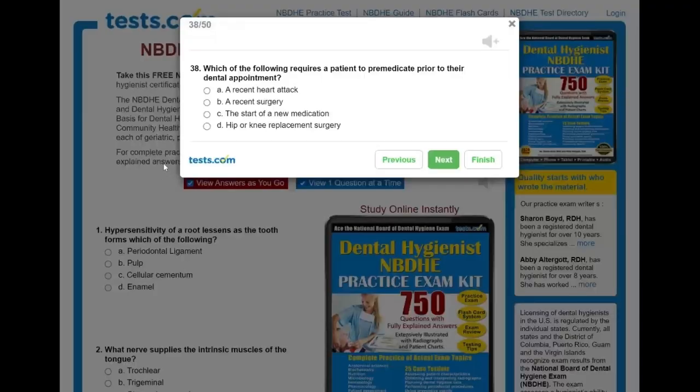Question 38. Which of the following requires a patient to premedicate prior to their dental appointment? A. A recent heart attack. B. A recent surgery. C. The start of a new medication. D. Hip or knee replacement surgery.